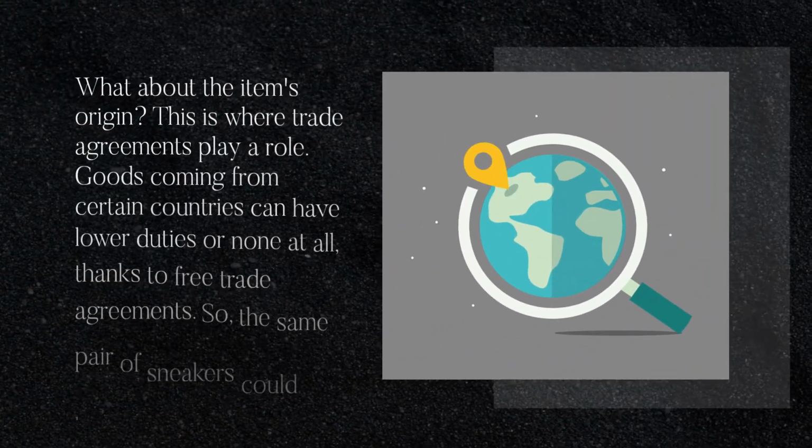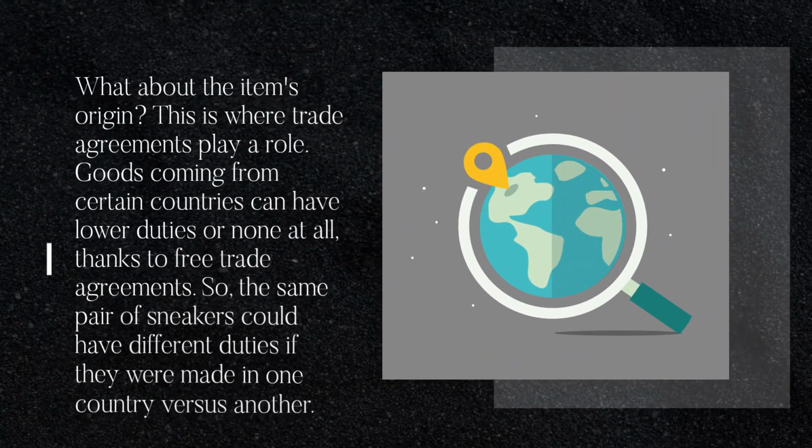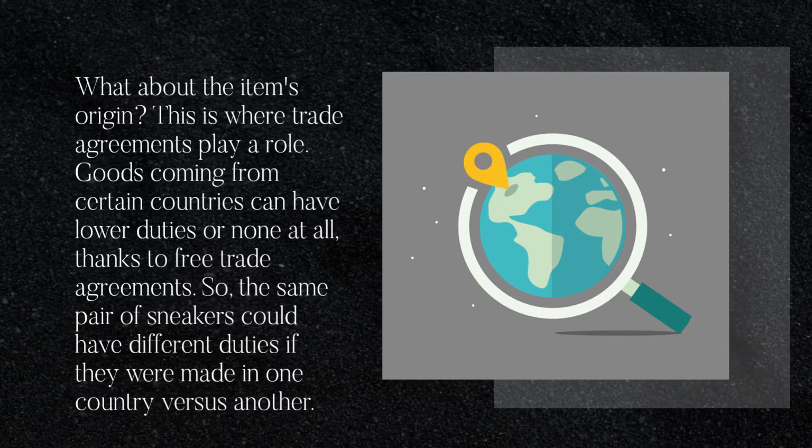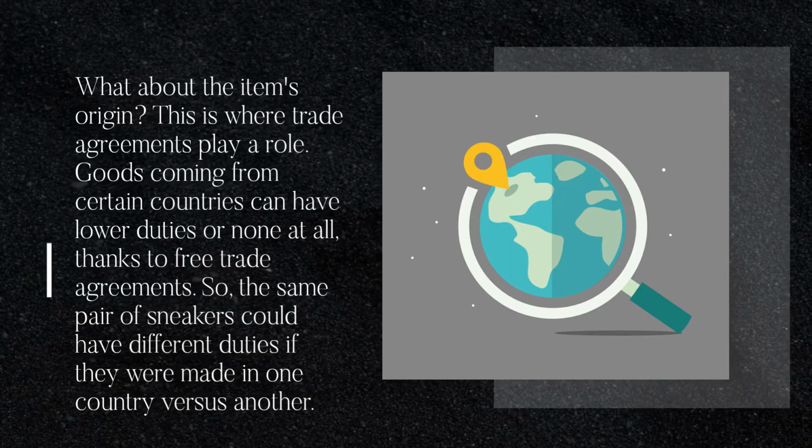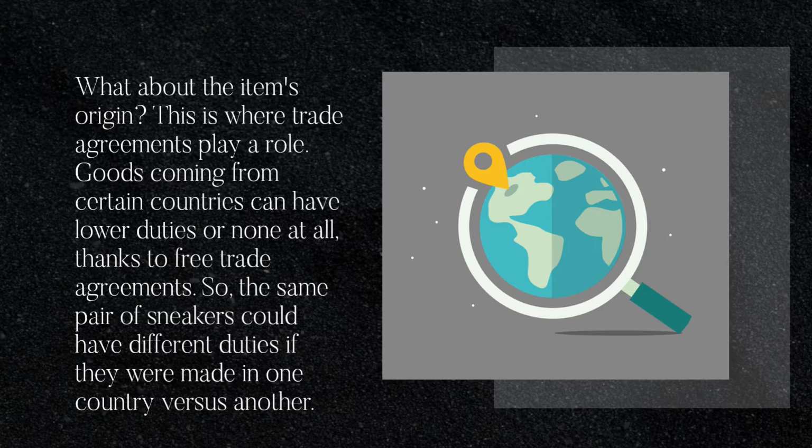What about the item's origin? This is where trade agreements play a role. Goods coming from certain countries can have lower duties or none at all, thanks to free trade agreements. So, the same pair of sneakers could have different duties if they were made in one country versus another.